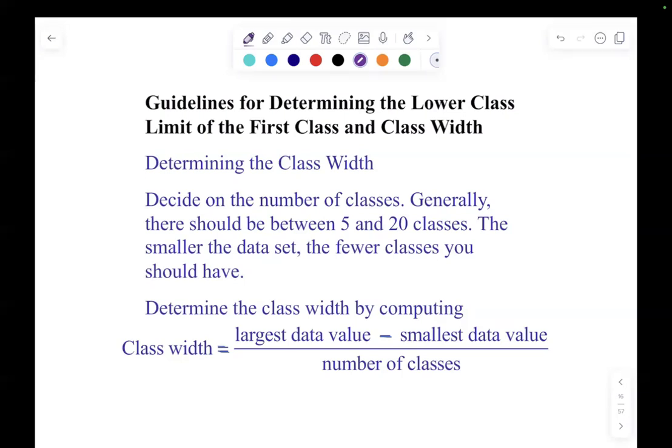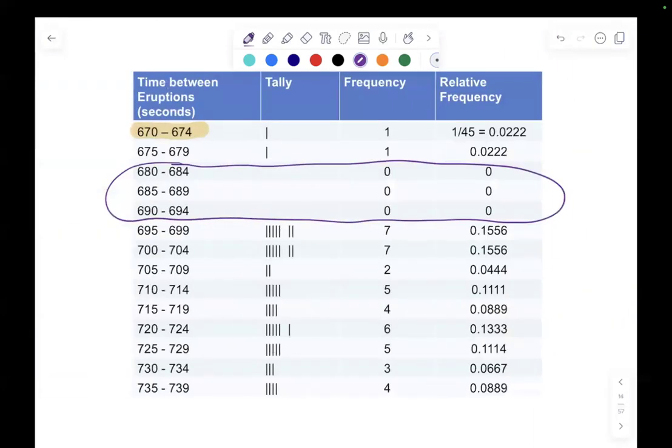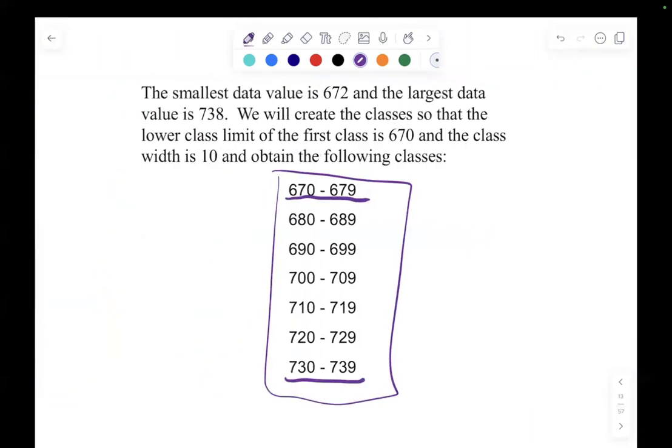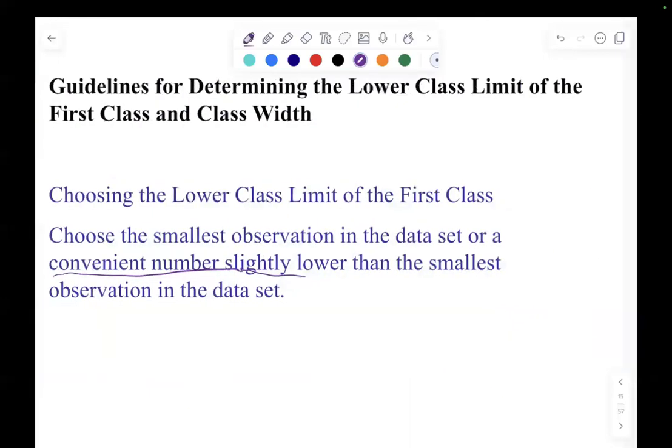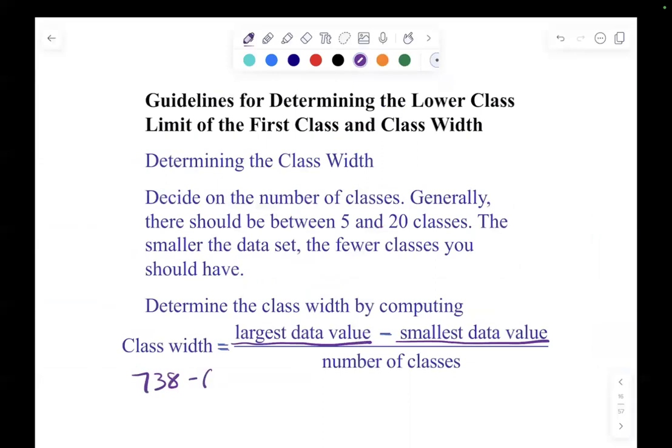I want 8 bins. So then what you would do is you would take your largest data value, subtract your smallest data value, and divide it by the number of classes you want. So my largest data value, I think it was 678. I could be wrong. No, 672. Nope. Go back. What number was it? What was my 738? That's the number. So 738 minus 672, and then I would divide by 8. And this will tell you what your class width could be.